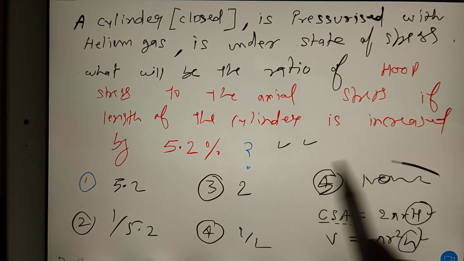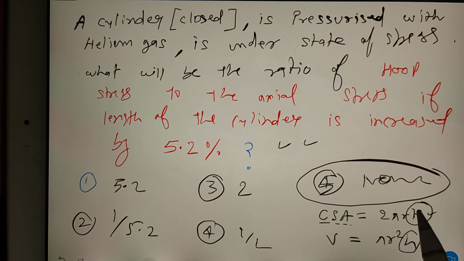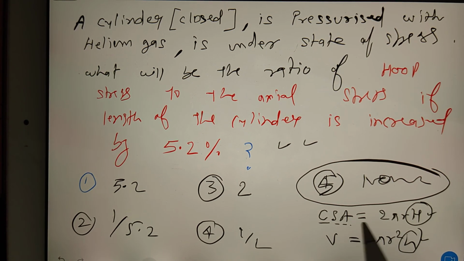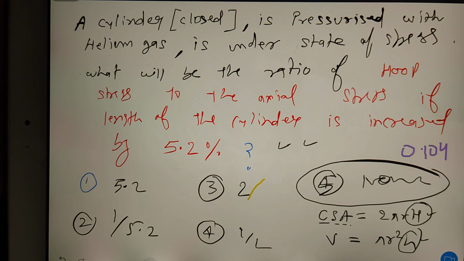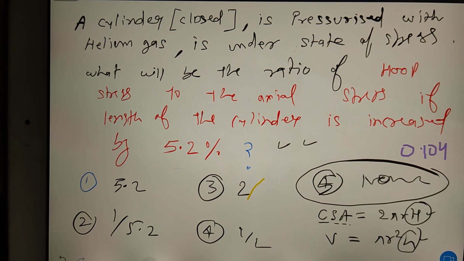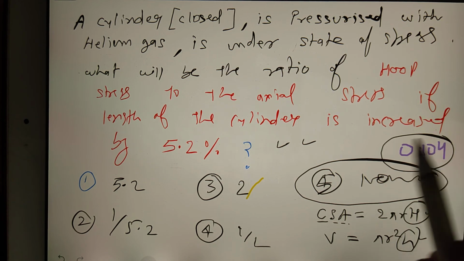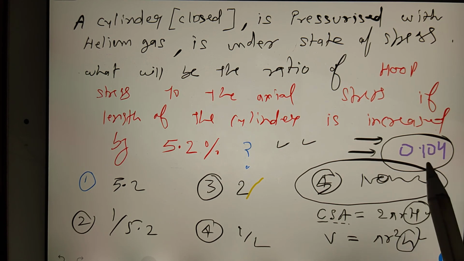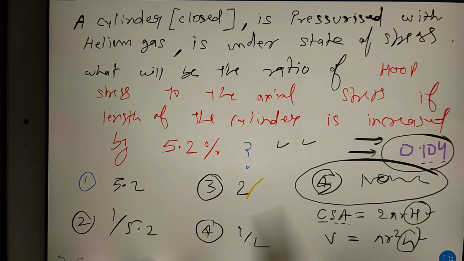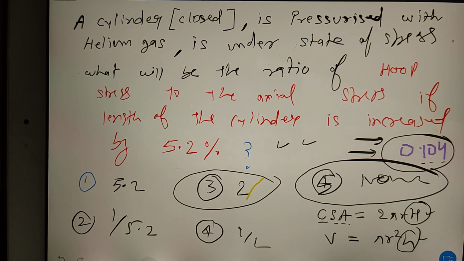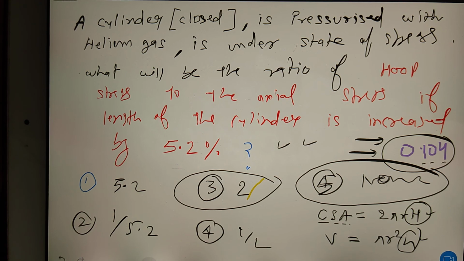If you are choosing none as the answer, then what is your correct answer? What is your ratio? Only two students are trying to give the answer. One student is giving 0.104, and one student is saying 2. Remaining students, okay, see guys, what to do, how to solve the numerical.